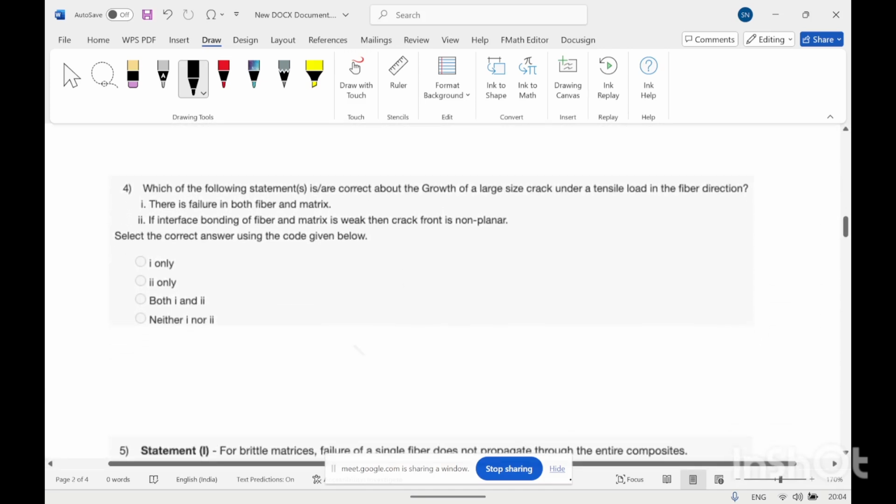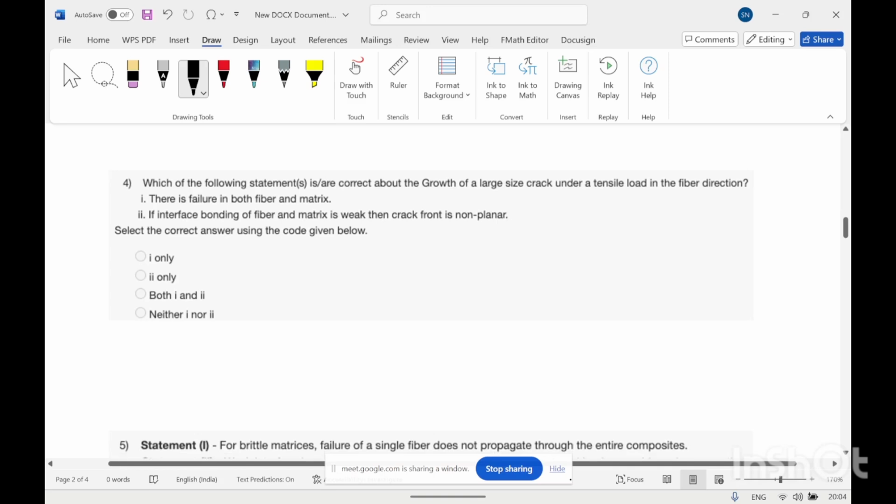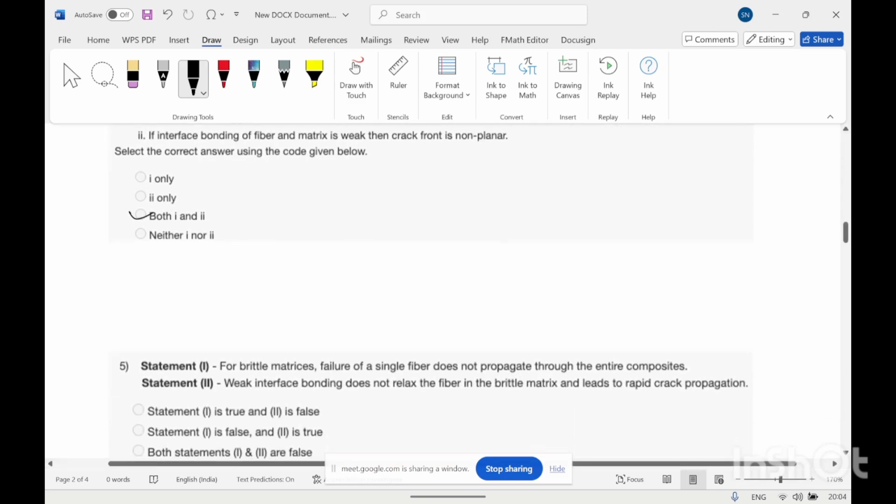The next question asks which of the following statements are correct about the growth of a large crack under a tensile load in the fiber direction. The first statement says there is a failure in both fiber and matrix. This is correct. The second option says if interface bonding of fiber and matrix is weak, then the crack front is non-planar. This is also correct. So both the first and second options are correct.